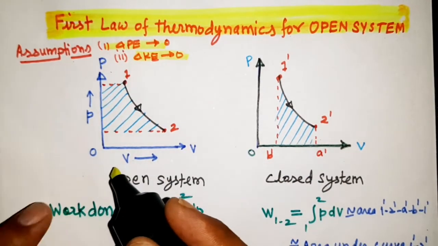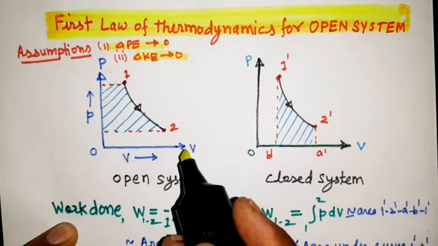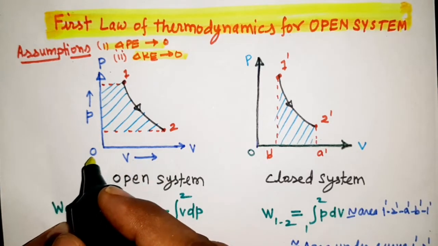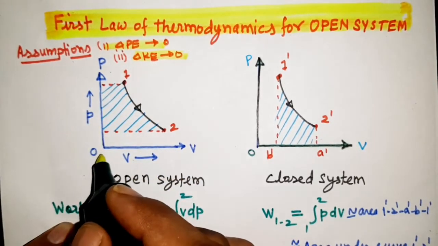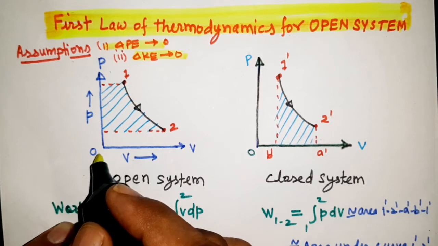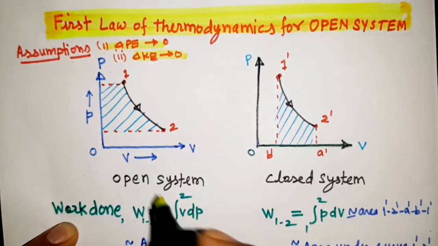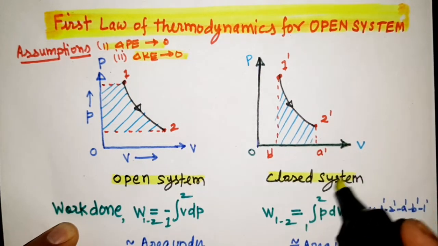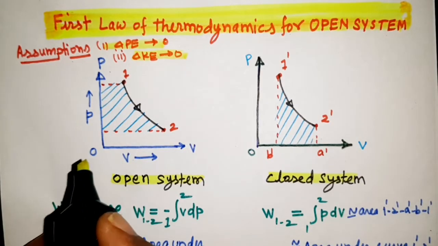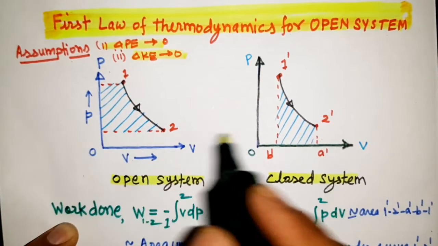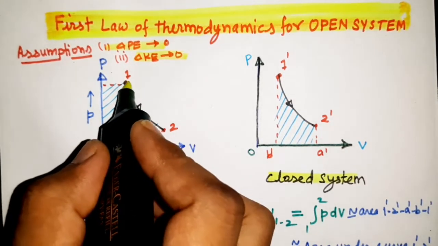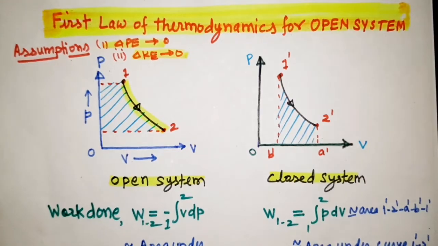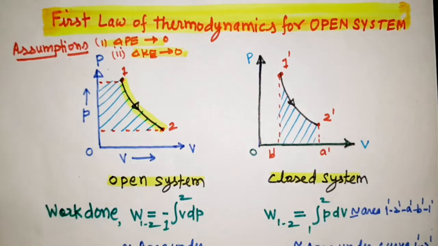You can see in this figure, this is a PV diagram, a pressure and volume diagram. The pressure is increasing vertically upward, and volume is increasing in the left to right direction. This is for an open system, and this is for a closed system. In both the diagrams, you can see this is process 1 to 2. This is an expansion process. Here you can see expansion is taking place.